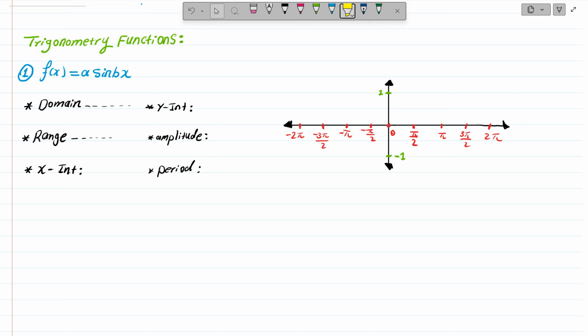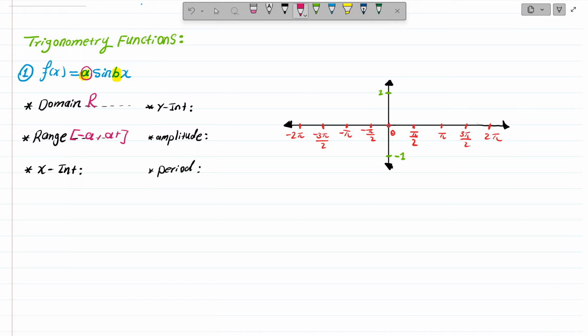Each of them has a different job for the graph. So dear students, domain, as we know, is the set of all input values for the function. Here we have no problem with any number, that's why the domain is going to be all real numbers. The range always depends on this number here. So it's going to be from the negative of this value that you see here to the positive of the same value. So this is going to be our range.